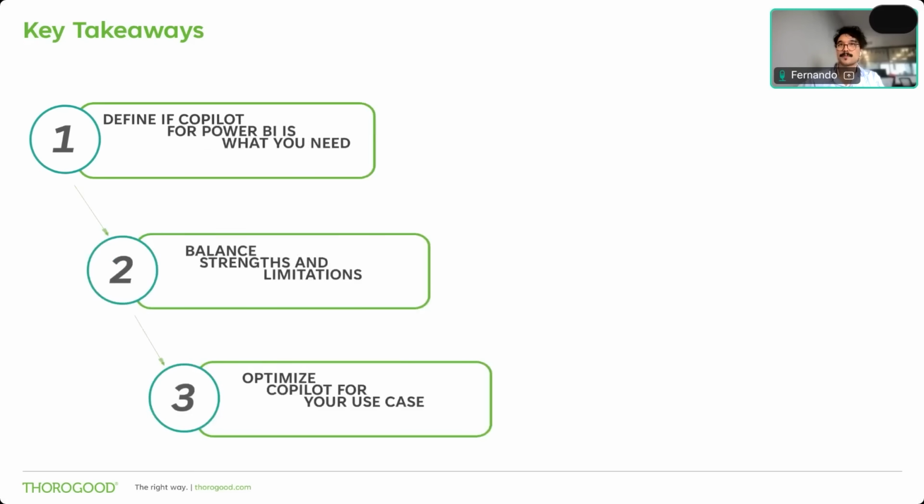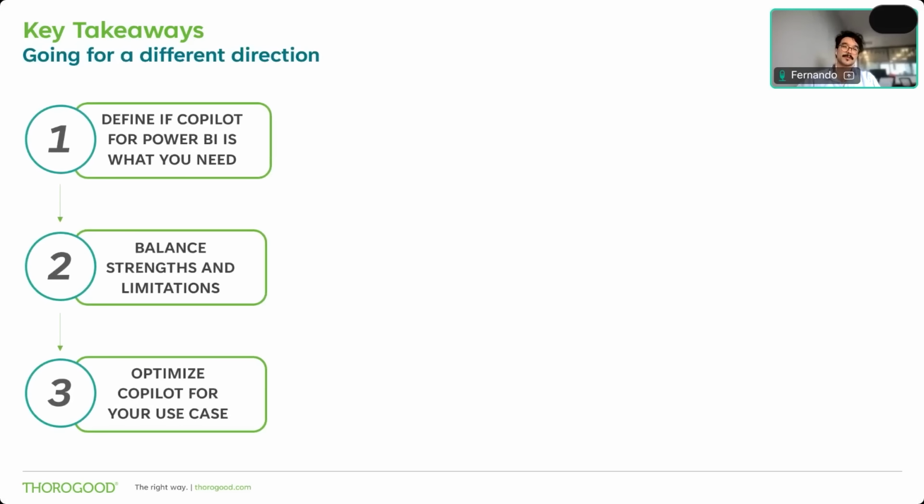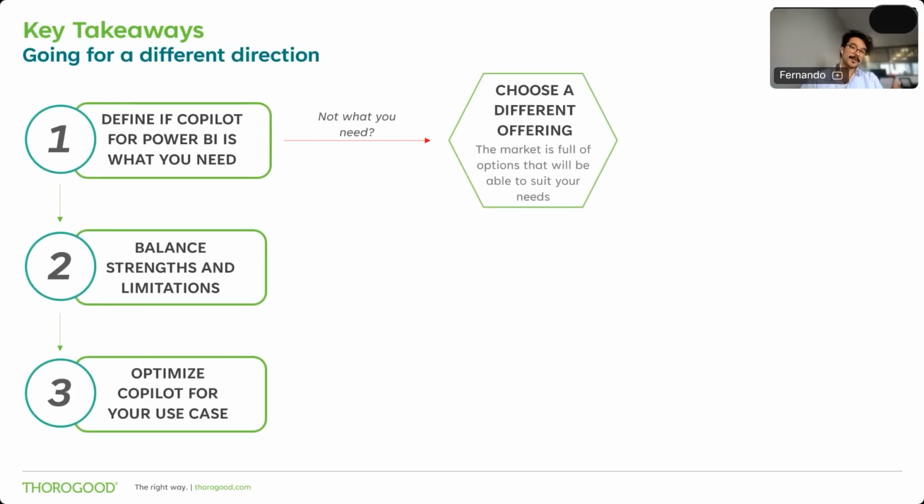But what happens if none of these questions are answered? So when you're defining if Copilot for Power BI is what you need, what if it's not what you need? Well, you may choose a different offering. The market is full of options that will be able to suit your need. Maybe you don't need an AI add-in. Maybe you need a standalone solution. Maybe you need something else.